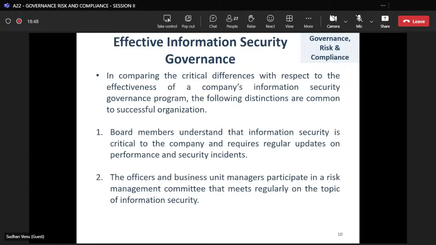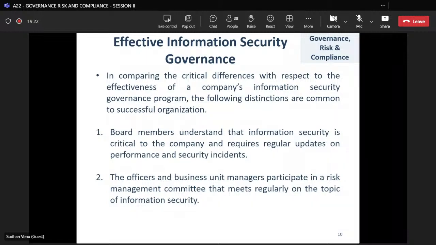The next one is effective information security governance. So we discussed the ISG, and how governance will work in terms of information security, and how those things will be effective, and how effectively we have to implement it. That is what we are going to see now. It is common to successful organizations that effective information security governance is implemented.